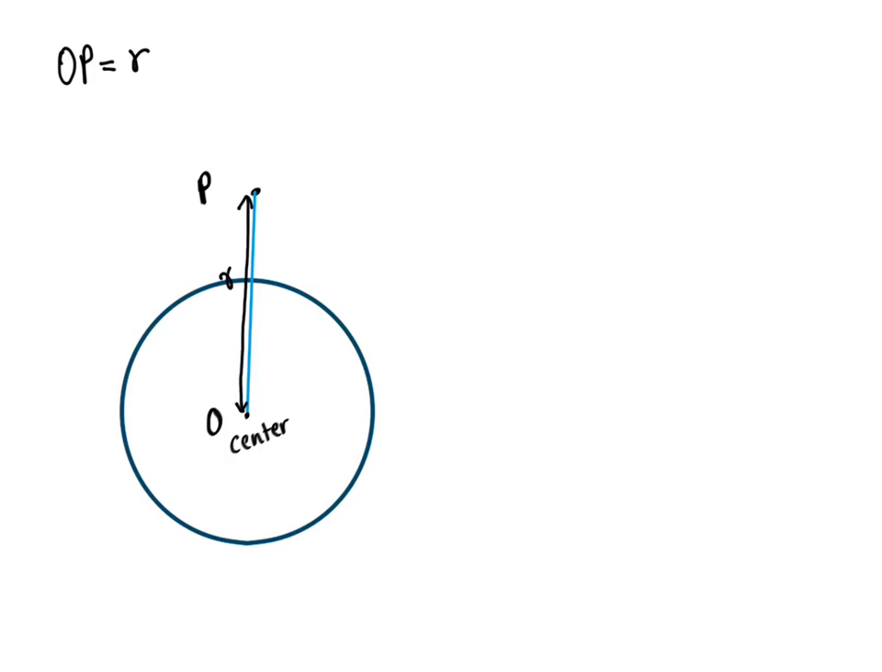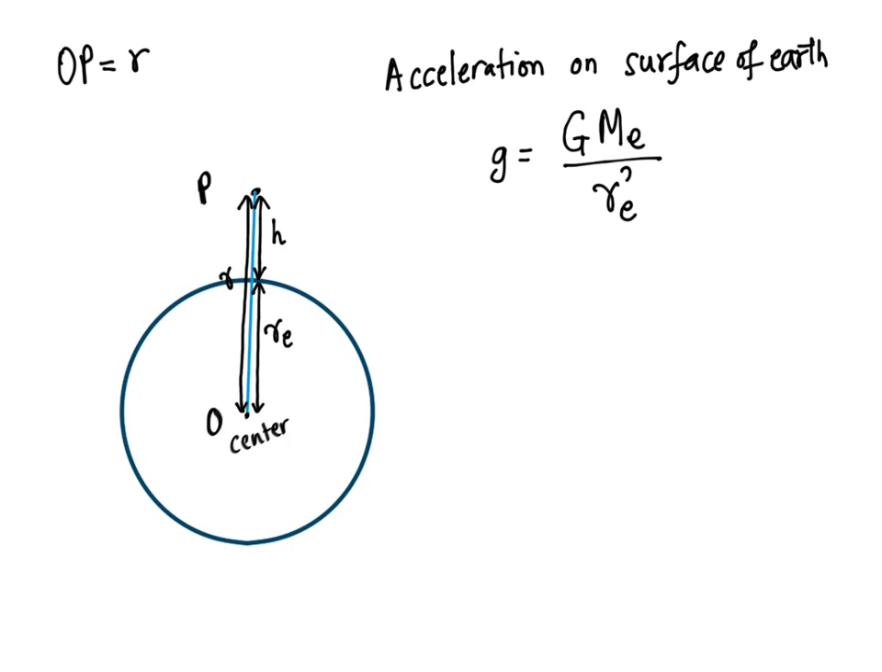Now OP is equal to R, and we have the radius of the Earth labeled as RE and the height of point P above the surface of the Earth as H. Again, we want to know what the acceleration due to gravity for the Earth is. The acceleration on the surface of the Earth is given by this formula: g is equal to capital G ME over RE square.